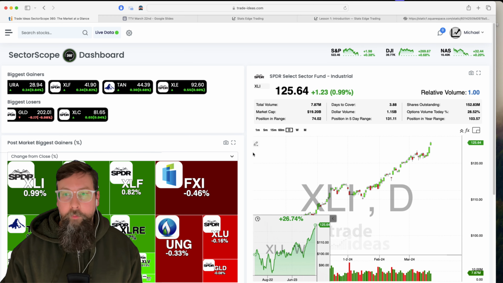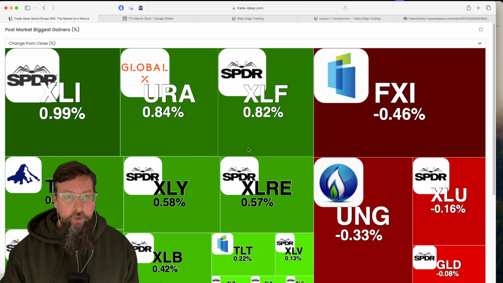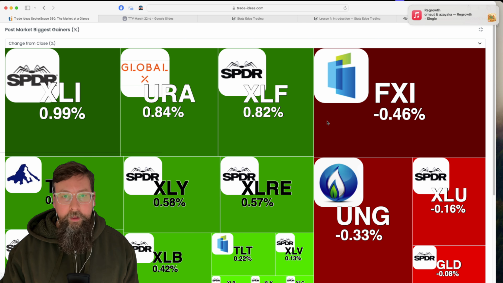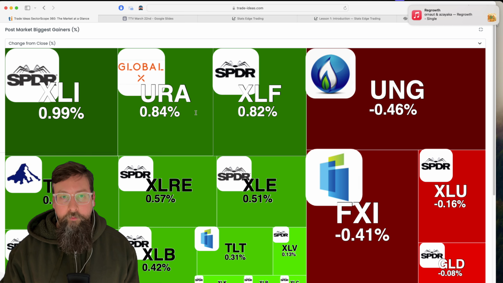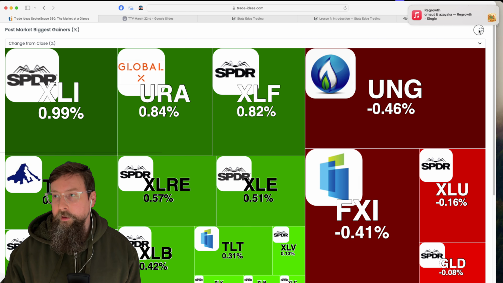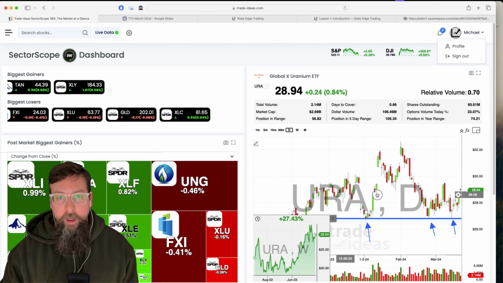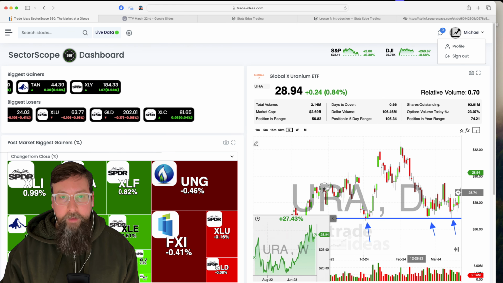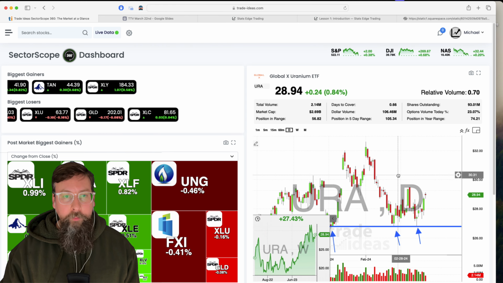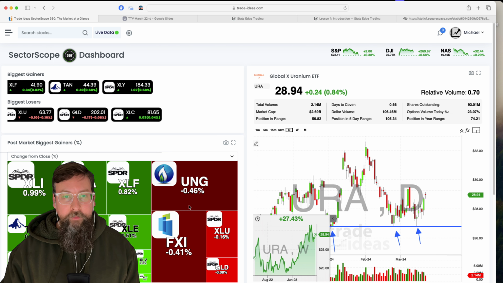So simple way to do it, I'm here on the Trade Ideas web version. I can take a look here every day, and this is just telling me, hey, these are the sectors that are up today, and these are the sectors that are down today. So I've talked about this sector scope before. If I click here on URA, you can see that uranium, I have drawn in, is holding this massive support zone and is pushing up today. Even we have UNG and FXI and all these down.